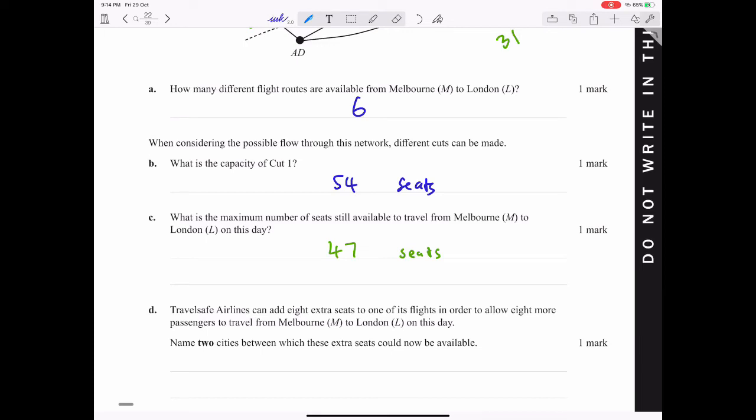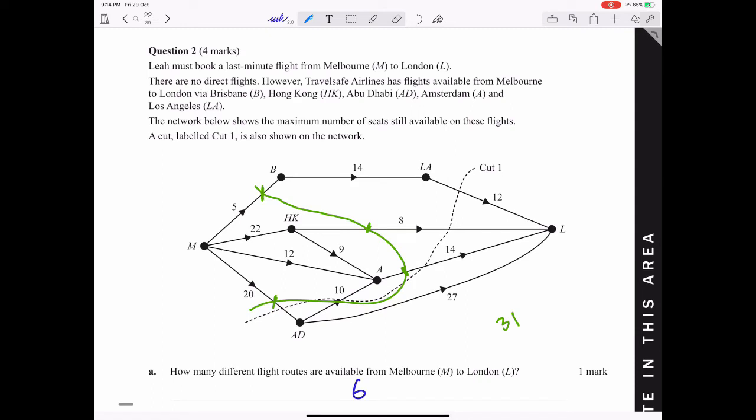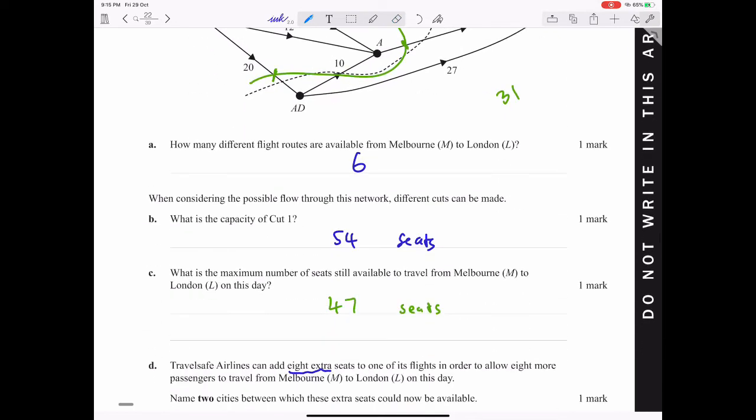D, Travel Safe Airlines can add 8 extra seats to one of its flights in order to allow 8 more passengers to travel from Melbourne to London on this day. Name 2 cities between which these extra seats could now be available. So basically what this question is saying is you could add 8 extra seats to one of the arrows, and the minimum cut, this cut over here, would still be the minimum cut. So that's what the question is trying to say.